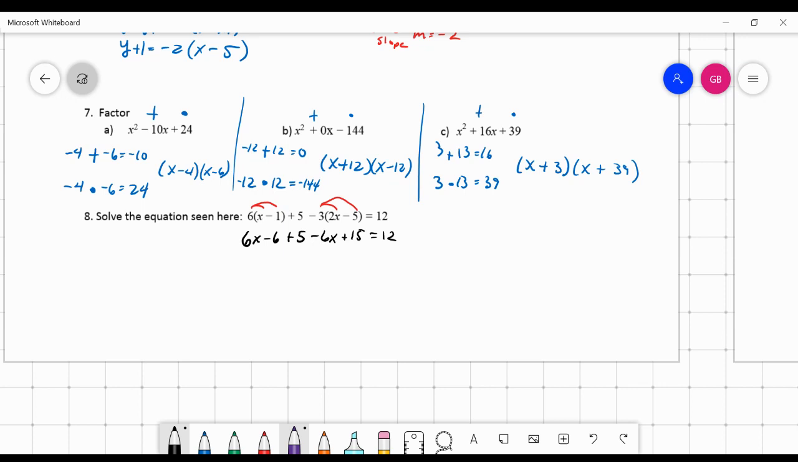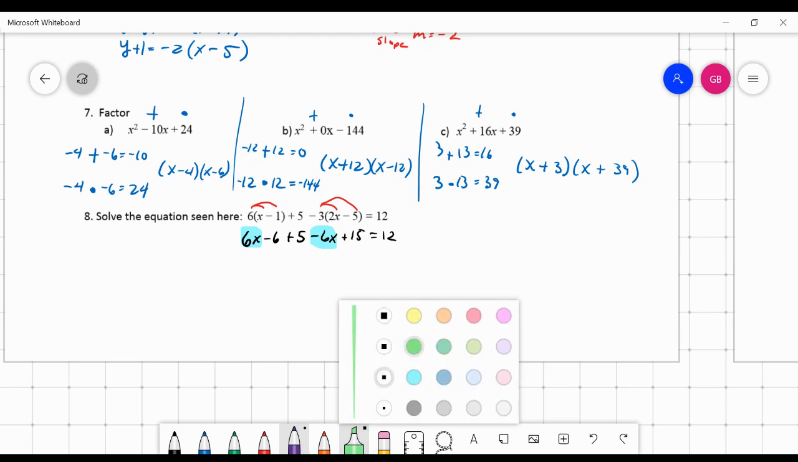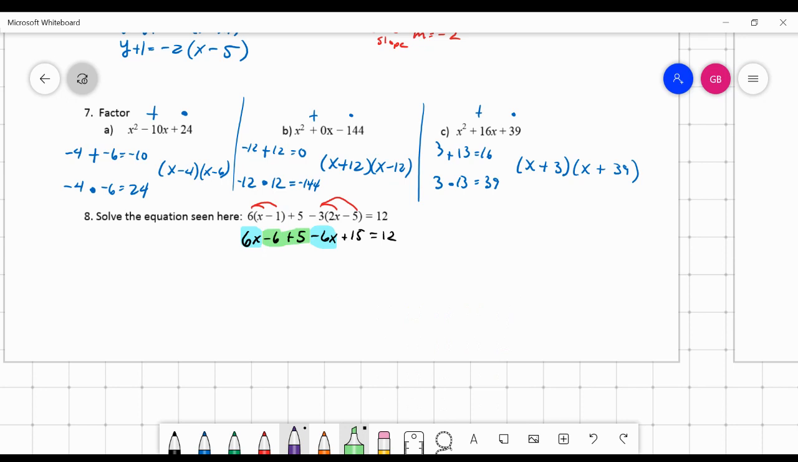Okay. Now we're going to combine like terms. The 6x and the -6x is 0. Okay, that goes away. We still have to combine the rest of the terms. So -6 plus 5, that's -1. And -1 plus 15 is 14. So you're left with 14 is equal to 12. And since these two are not equal, there's no solution.